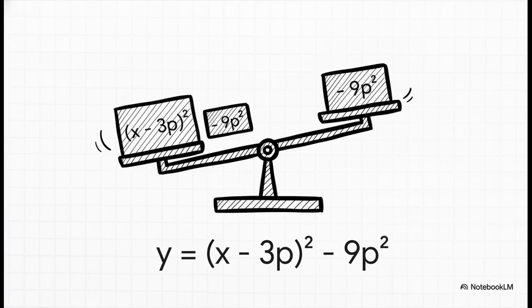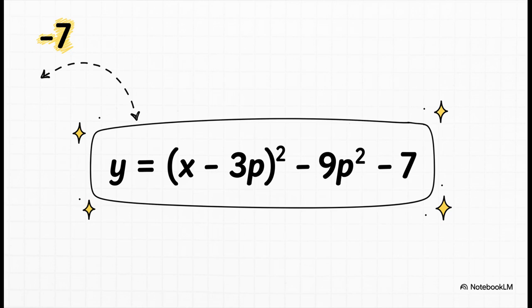Now for the really clever part. By making that bracket, we've actually added something new to the equation that wasn't there before. We added negative 3p squared. To keep everything balanced, we have to immediately take that exact same value away. So we subtract it. What's 3p squared? It's 9p squared. So we subtract 9p squared. And finally, the easy bit. We just bring down that original minus 7 from the very beginning and stick it on the end. And that's it. This is our equation in its completed square form.